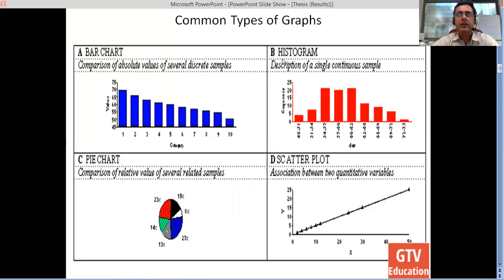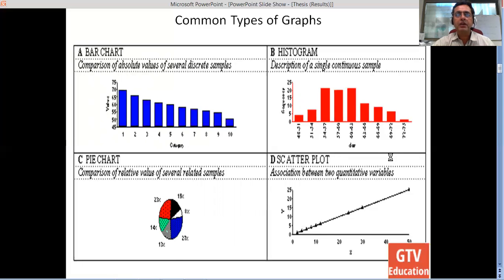Then there is a histogram, which is a description of a single continuous sample. If you are taking a single continuous sample and finding out the relationship of different parameters, you can use a histogram. You can use a pie chart for comparison of relative values of several related samples. Then there is a scatter plot, which is used for association between two quantitative variables. If you are going to associate two quantitative variables, one along the x-axis and the other along the y-axis, you can use a scatter plot for that kind of relationship.